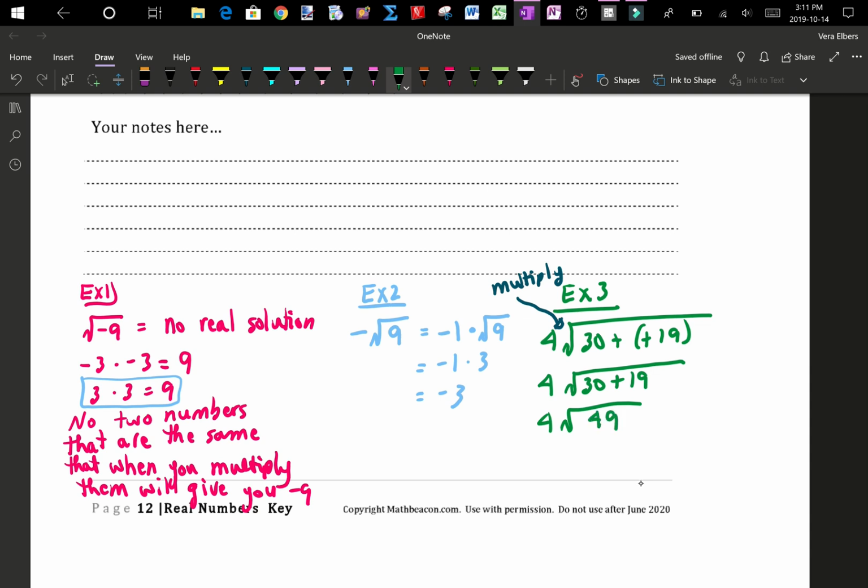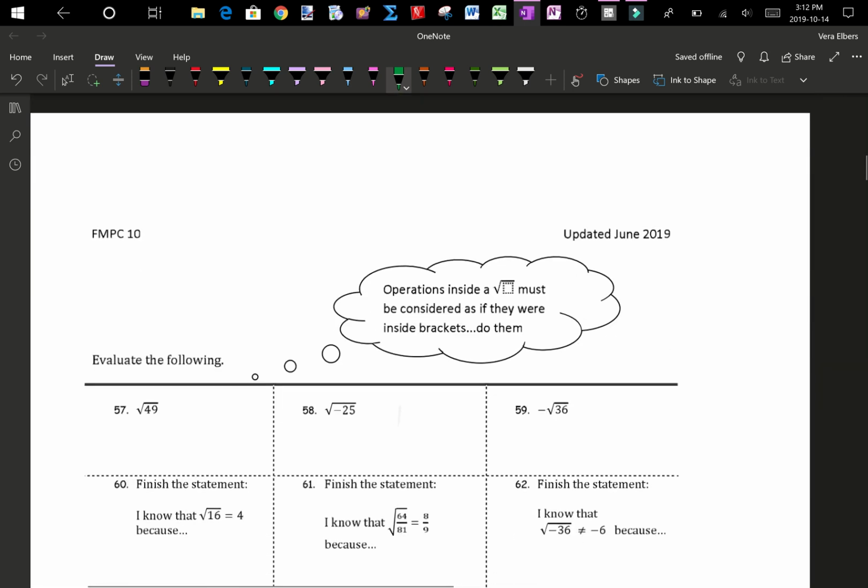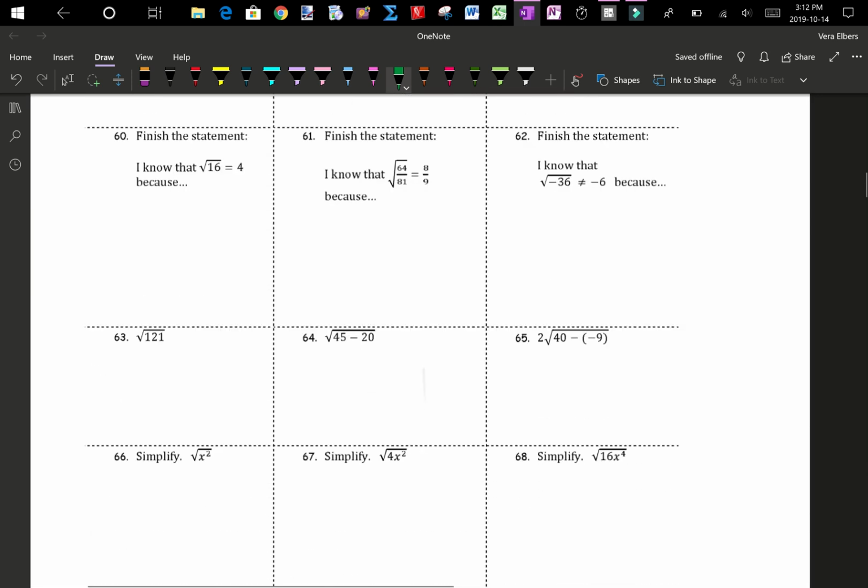The two numbers that when you multiply them together will give you 49 are 7. So the square root of 49 is 7. So really the question is asking you what is 4 times 7, and 4 times 7 is 28. That should help you do the questions on the next page, at least for the first part.